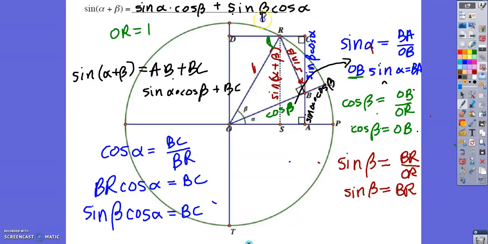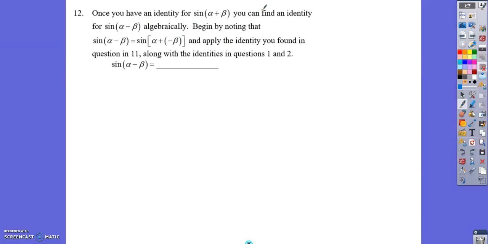So that's where that came from yesterday. I just showed it to you, but this is where it comes from. So that's what we were trying to discover on our own yesterday. So moving on, now that we know that, we can actually use that information to figure out this identity of what sine alpha minus beta is, and we can just use some algebra manipulation. So we know that sine of alpha minus beta is the same as sine alpha plus negative beta. So I'm going to just kind of rewrite the statement I just had.